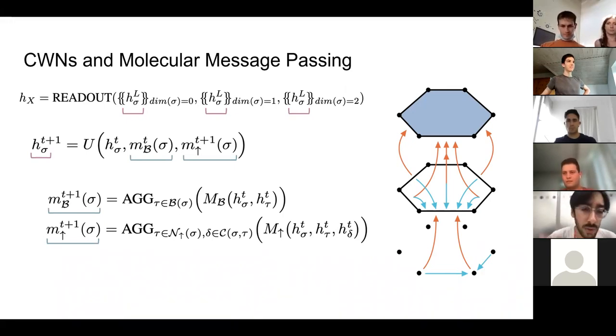If you want to single out something that might be the counterpart of pooling, I would say it's definitely this message MB here, because basically we get something from the boundary and we aggregate it. So I guess the message MB here is definitely a form of pooling, which is happening behind the scenes.